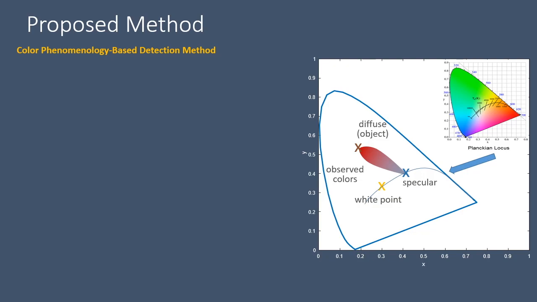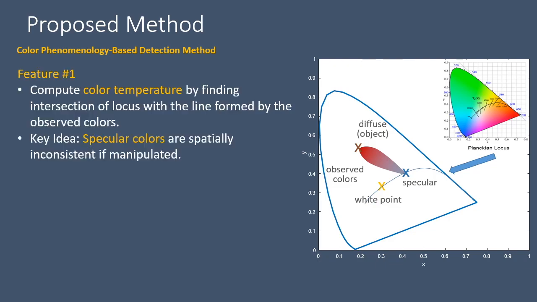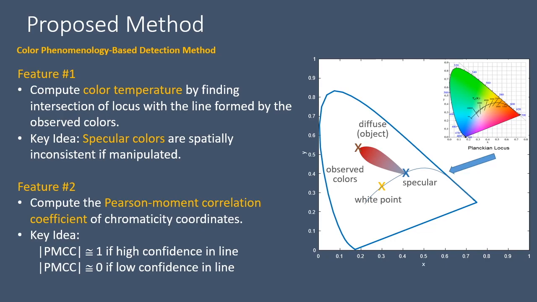In our algorithm, we partition the images into various superpixels and make use of two features. First feature is color temperature of the specular for each superpixel. Second feature is the correlation coefficient of the chromaticity coordinates of the pixel within superpixel, indicating the quality of the line formed.